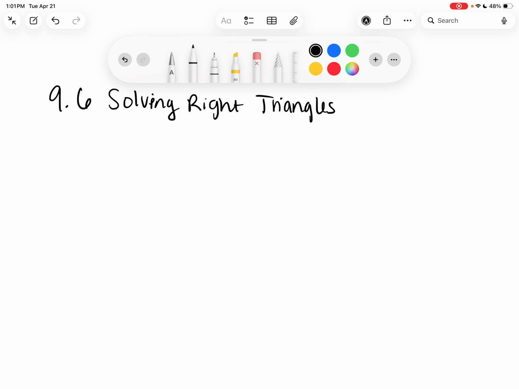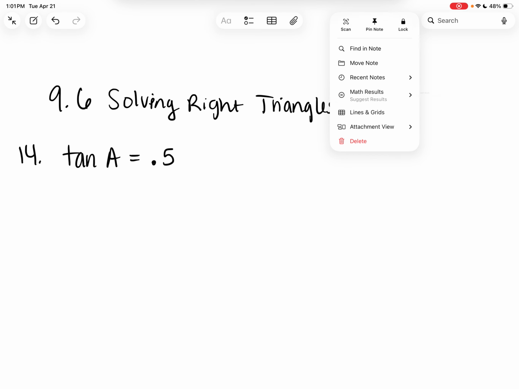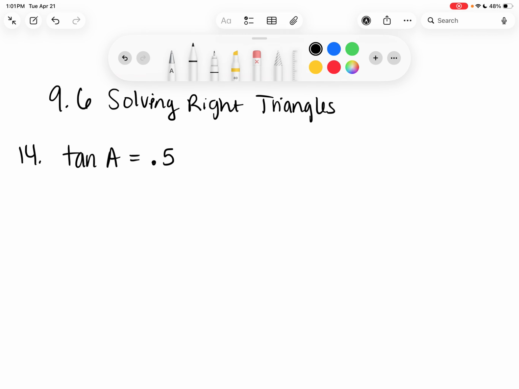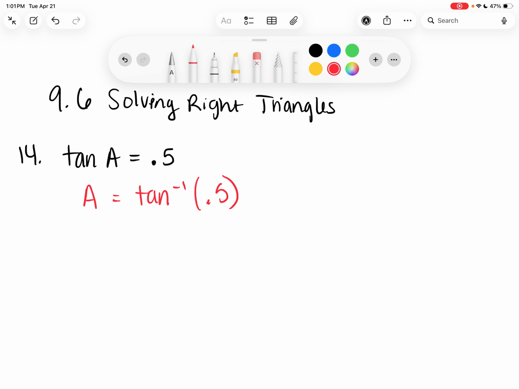So let's see, 14. We've got the tangent of A is equal to 0.5, and we want to solve for angle A. So we take the inverse tangent of both sides. So we have A is equal to the inverse tangent of 0.5. So hit second and then your tangent button, and then 0.5.